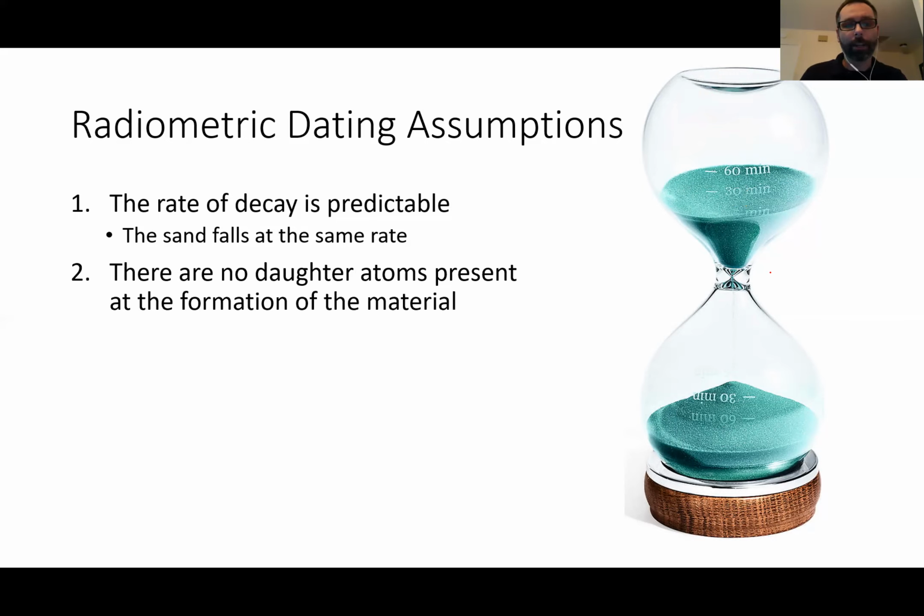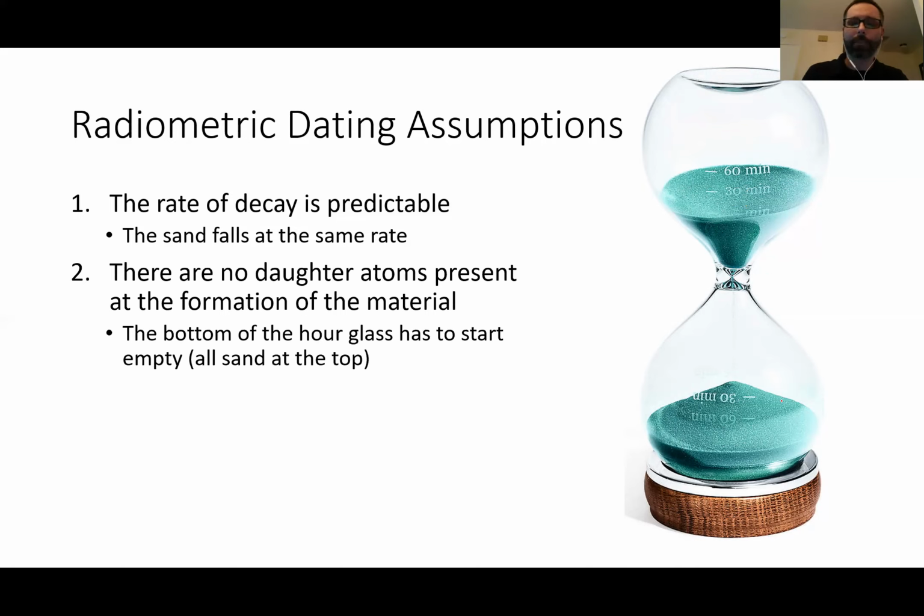What if there were already, so it says there should be no daughter atoms present at the formation of the material, meaning if there's already sand at the bottom, right? It should be that every piece of sand is at the top and then it takes an hour for them all to fall down. But if some are already at the bottom to start with, then it would seem like it would take an hour for all the pieces to fall, but it was actually less than an hour, and it would make it seem shorter. And so this would be a problem as well. And this is actually the main one that people are most interested in, and we'll talk about that the most.